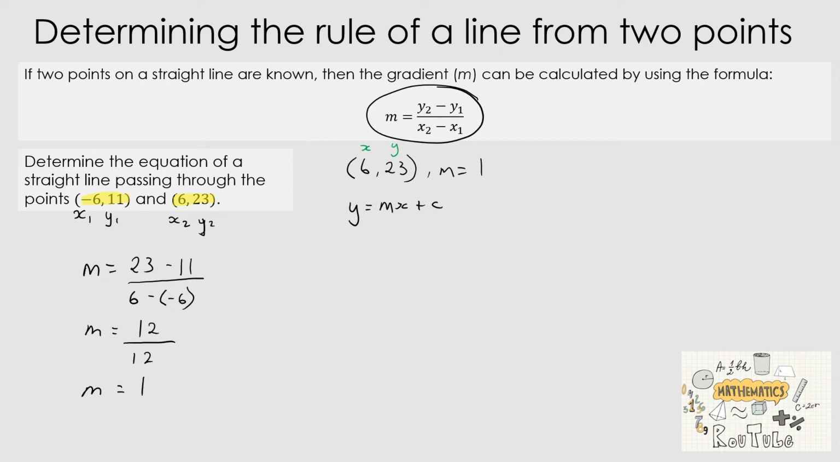I might change color. Let's go to green. So we've now got, instead of y, it's now going to be 23. Instead of m, it's now going to be 1. And the 1 is multiplying by x, which is 6. And then we're going to add our c.